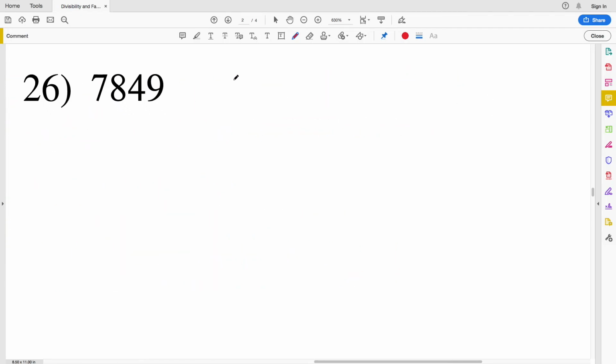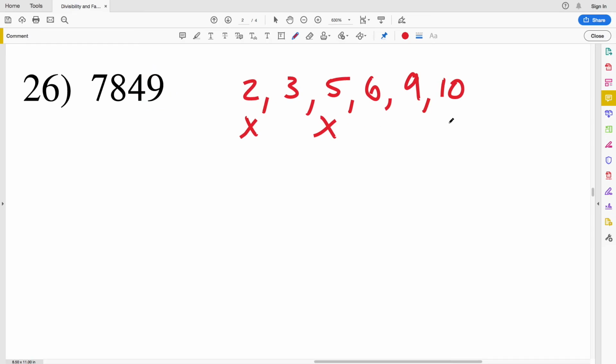And now the last one, number 26. It's not divisible by 2, but we need to check if 3 is a factor, 5 is a factor, 6 is a factor, 9 is a factor, and check if 10 is a factor. It's not divisible by 5 because it doesn't end in 5 or 0, and it's not divisible by 10 because it doesn't end in 0. So 2, 5, and 10 are not factors, and because 2 isn't a factor, 6 isn't a factor.